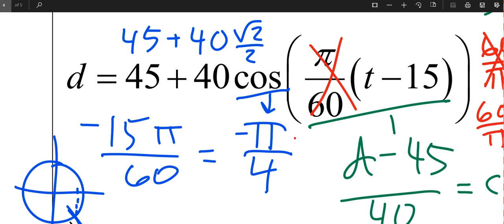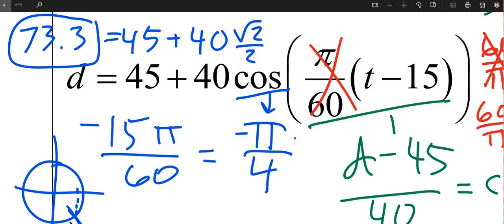Now, could you have grabbed the machine from the beginning? Sure, I wanted to stretch your brain a little bit and think about the unit circle since we had a nice number to work with. Which mode should the calculator be in? Actually, you don't need to worry about the mode because we took the cosine of negative pi over 4. We just need 45 plus 40 times radical 2 divided by 2. I got 73.3. Is that what you got? So when we started this ride, we were 73.3 feet off the ground.